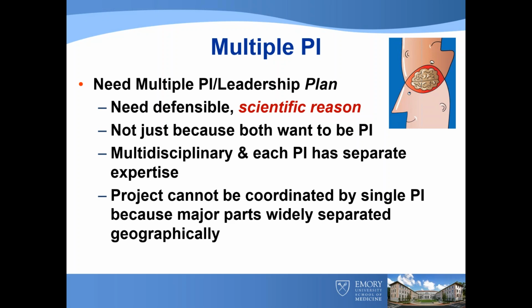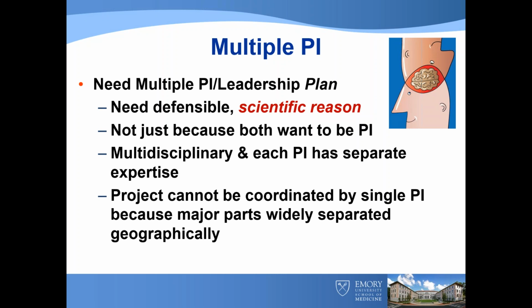Multiple PIs. This is a relatively new mechanism, and a lot of people find this very attractive, but it's also very tricky. To do the multiple PI, you really need a defensible scientific reason to have 2 PIs. The multiple PI really is saying we are equal. We're not co-PIs. We are truly a PI doing this and then a separate PI doing that. You cannot do this just because you both want to be PIs and neither one of you is willing to give up your ego. That's not justifiable.